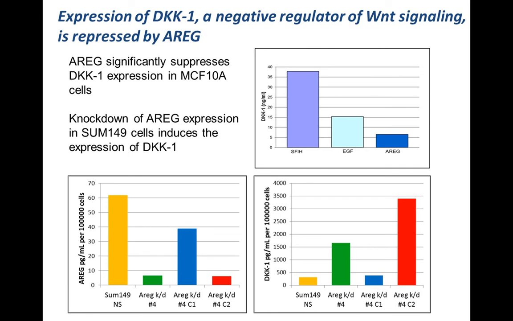So then I had mentioned that we did these experiments where we knocked out amphiregulin. And so we looked at the relationship between amphiregulin and DKK1 in these cells. These two bar graphs show the level of AREG being made by the cells, and the level of DKK1 being made by the cells. So here are the SUM149 cells, lots and lots of AREG, very little DKK1. And again, we had noticed this inverse correlation in some of our microarray data.